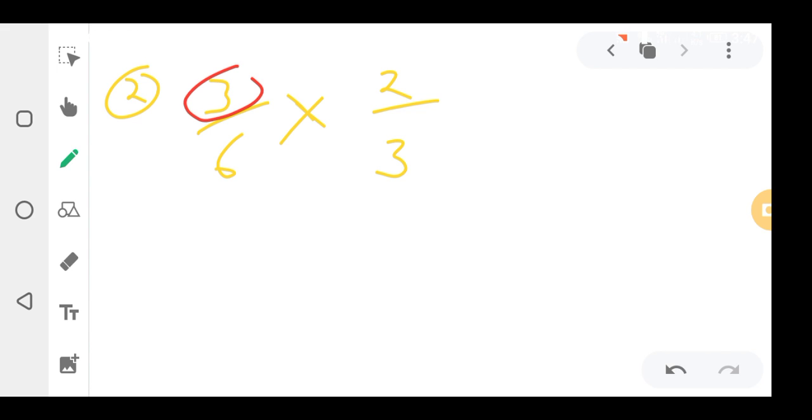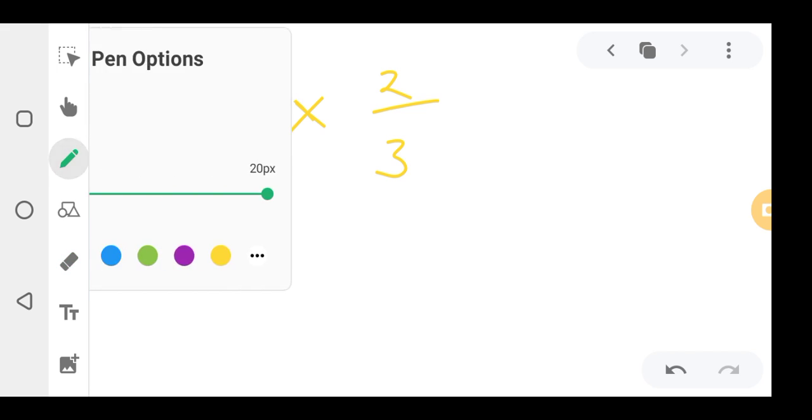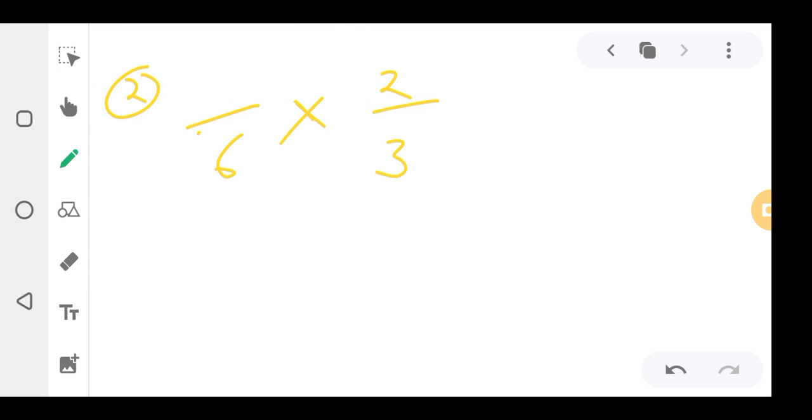Second question, for example, 3 over 6 times 2 over 3. Under normal circumstances, you are supposed to multiply this 3 times that 2, because I said you can multiply them direct. But whenever you are multiplying numbers and they are factors of one another, before you multiply them direct, check if the factors are of one another.